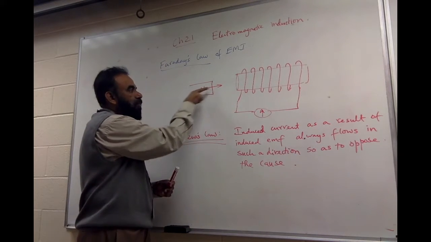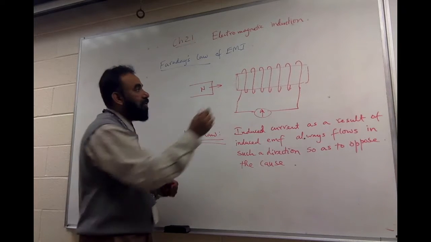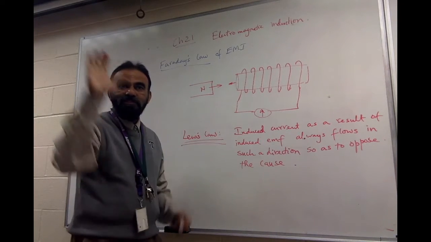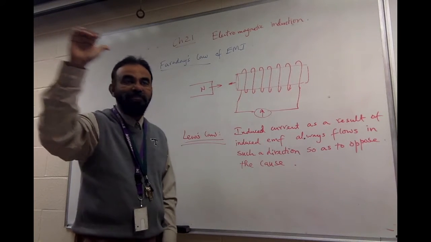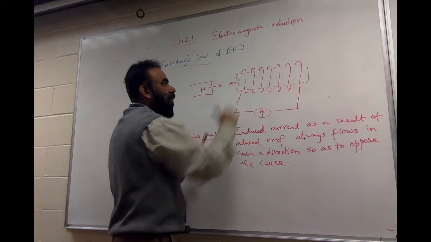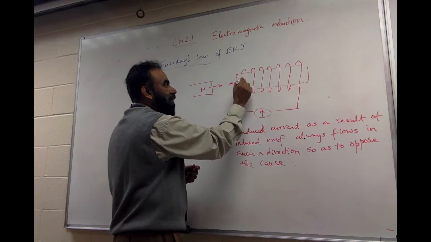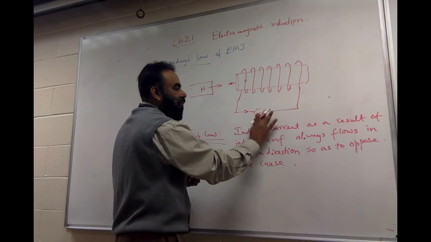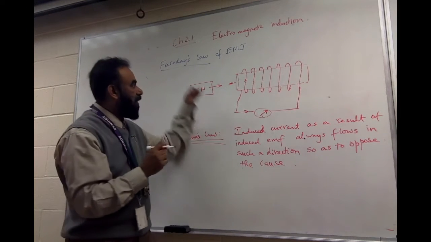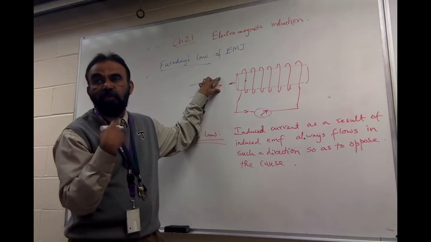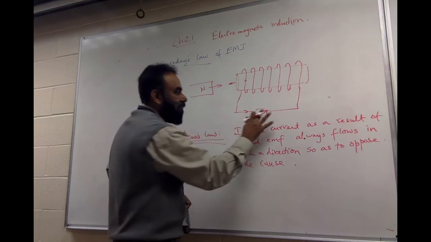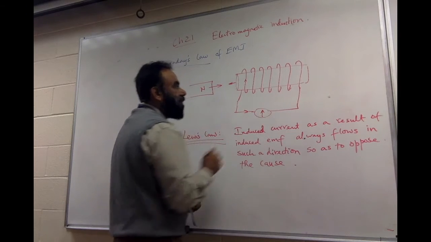Now, this north pole is coming closer, so this must act as a north pole, right? Use your right hand grip rule. This is the magnetic field that you want. So which way should the current flow? Upward. That means here. So the pointer will deflect to the right. But if I keep the magnet fixed in one place, am I doing work? No. So the pointer will come back.